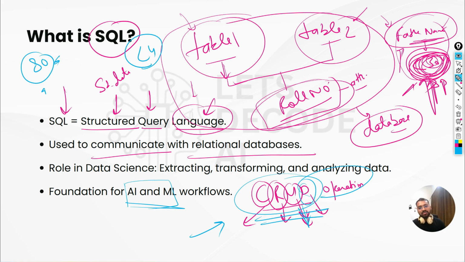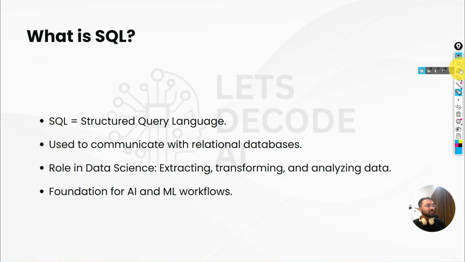So you can think of SQL as a universal language for data. If you want to work with data, SQL is something which is non-negotiable. If you want to become a data scientist, an AI scientist, a machine learning scientist, or even a machine learning engineer or a software development engineer, SQL is a must.